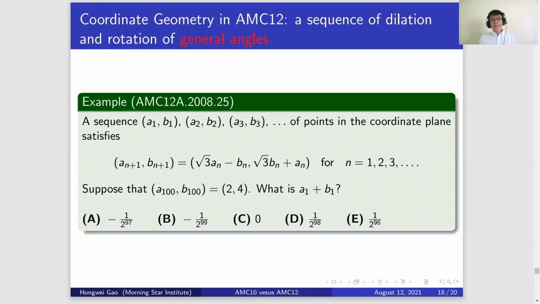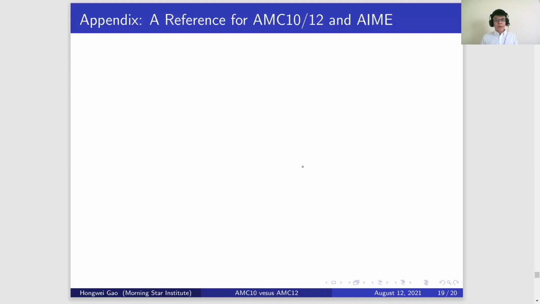These three sets of examples illustrate how an AMC12 problem deepens the difficulty based on AMC10 problems. Given the limited time, let me end part 3 here. As an appendix, let me introduce you to a reference on AMC10 and AMC12. This is a book titled A Tour Guide of Pre-College Math, Level B. It is written by the Morningstar Institute team.